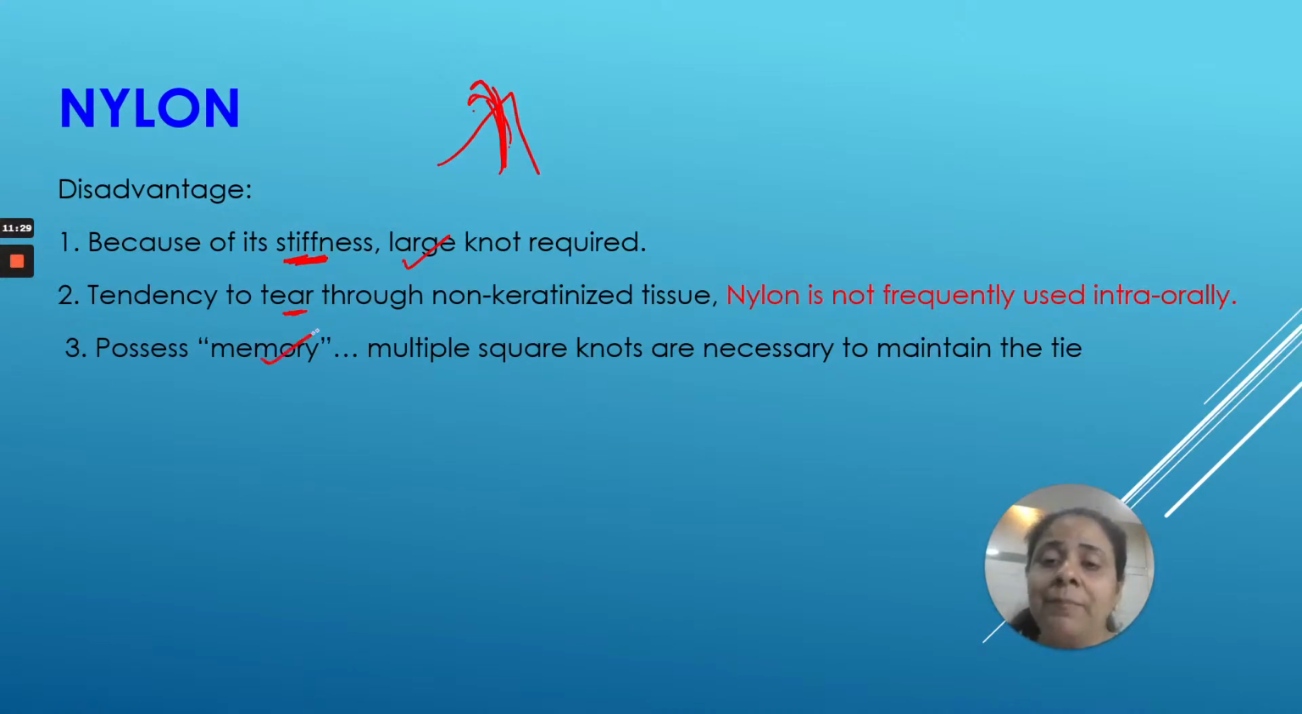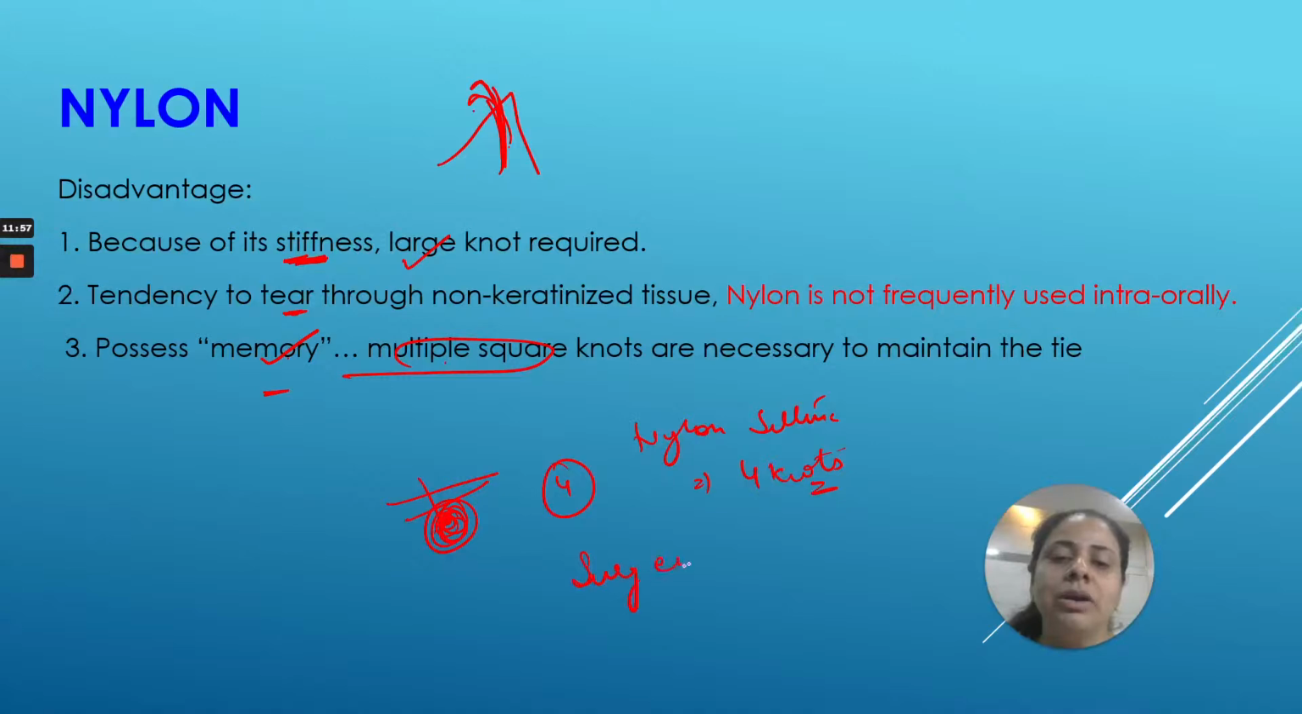And thirdly, this is the most irritating quality when it comes to the oral cavity, that it possesses memory. So multiple square knots are required. That means when I am suturing, I put one knot and this is not sufficient, I put another, this is not sufficient, third, and sometimes four. So whenever I am putting nylon sutures, I give at least 4 knots, or one surgeon's knot, which I will explain later on in the upcoming presentations. Surgeon's knot plus 2 regular knots. Otherwise, when my patient comes back after surgery, the nylon sutures are open. Yes, they do get open.